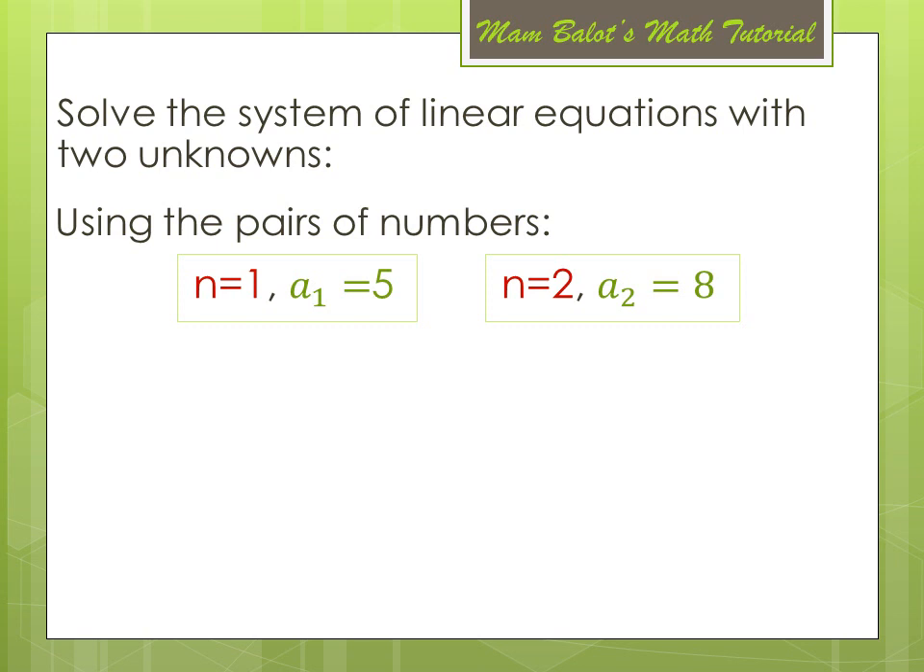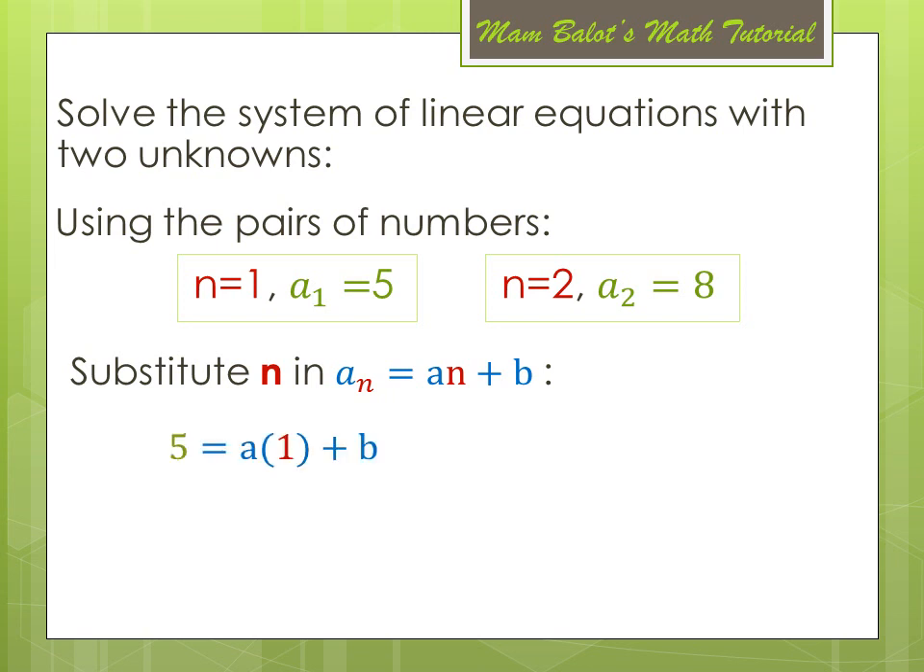So from this, we can create new equations by substituting n in our standard form, a sub n is equal to an plus b. So we will substitute n is equal to 1 first. So we have now a sub 1 is equal to 5. So we have there 5 is equal to a times 1 since our n is 1, and then plus b. a times 1 is equal to a. So therefore, our first equation would be 5 is equal to a plus b.